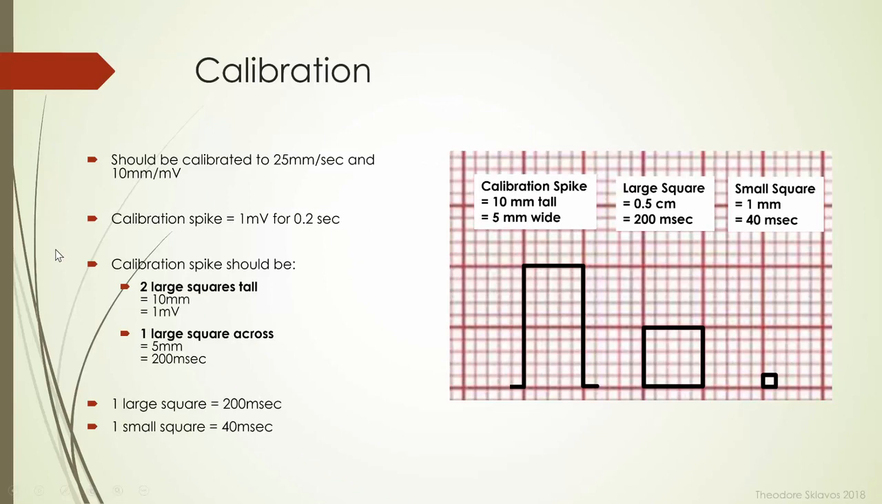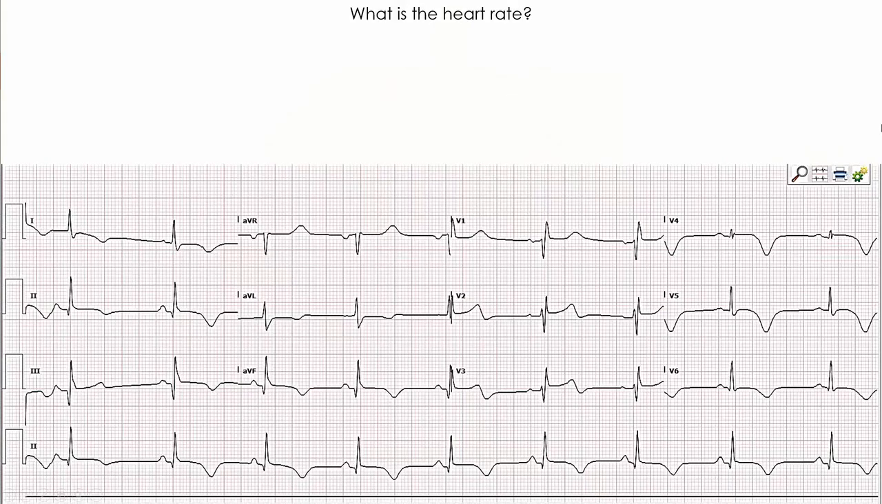Probably a bit more important is that if it is calibrated correctly, that means you can rely on your timings. So 1 large square is 200 milliseconds, and 1 small square is 400 milliseconds. And that's going to be important later on when you're measuring your waves and intervals and the durations of different parts of the ECG.